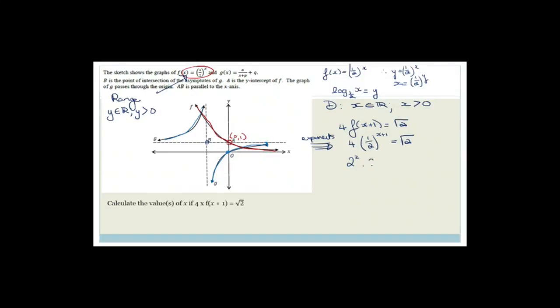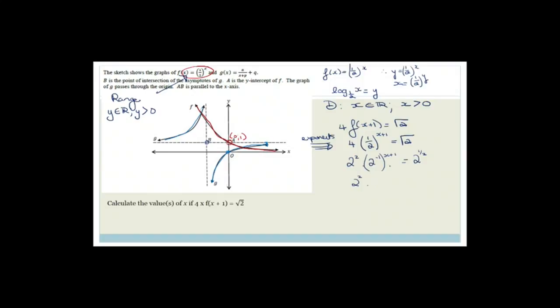A half can be written as 2 to the negative 1, all to the power of x plus 1, is equal to 2 to the half. Okay, so do you see that actually now it's very easy to solve? Because we can easily find the value of x by just sorting this out. So let's do this. This becomes 2 to the 2.